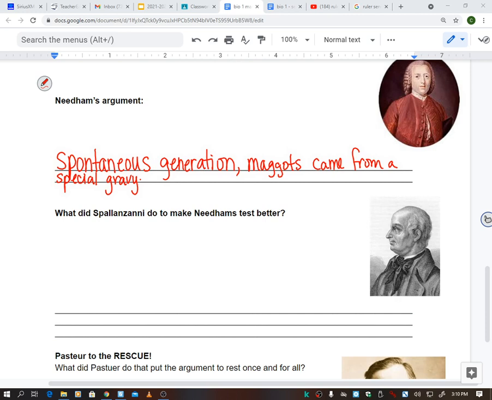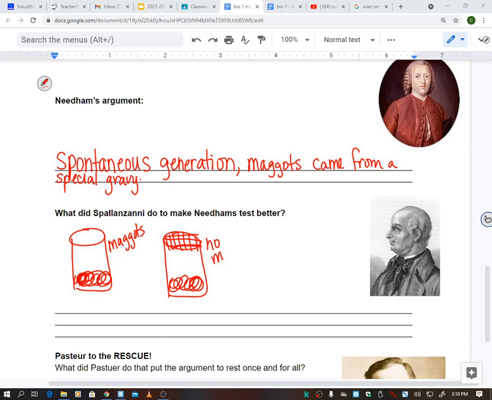So instead of writing, I'm going to draw out what he did. So now on the bottom of this is a special gravy. The special gravy that Needham said you needed. He did the exact same experiment, right? He covered one, he left one open. Guess what? We had maggots, and then we had no maggots. So he said, see, even though there was that special gravy right there, no maggots appeared. It's not the special gravy that's doing it, it is flies.